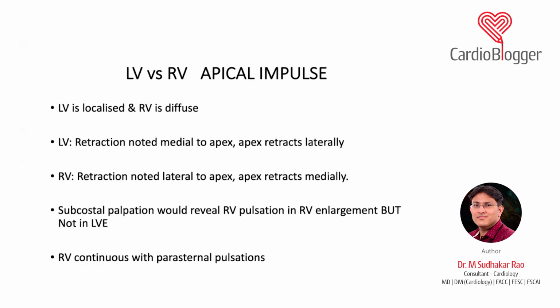Now, the next important thing which they will ask you is retraction. We know when the RV dilates in patients with, for example, pulmonary artery hypertension or atrial septal defect, the RV occupies the portion of the LV. In that case, because the RV is occupying the portion of the LV, you may be able to see the lateral retractions. So there will be lateral retraction, because the RV is occupying the position of the LV. You will see the retractions which are lateral to the apex, as compared to the LV.